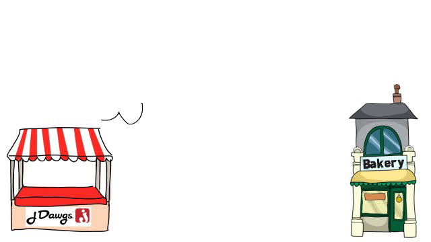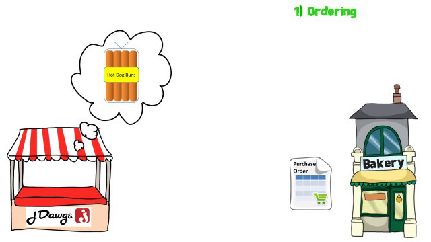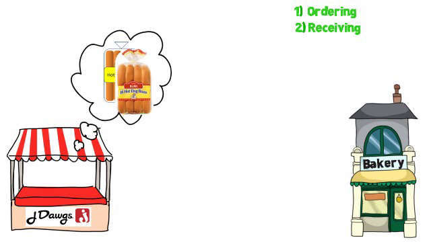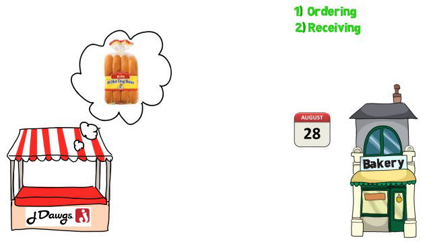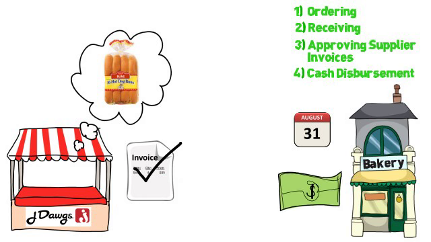Let's watch the expenditure cycle in action as J-Dogs orders additional buns from the bakery. First, J-Dogs places an order with the bakery. After that, the order is processed, the buns are received, and at the end of the month, the bakery sends an invoice. Now, before that invoice is paid, it must be approved. Once that goes through, J-Dogs disburses the payment for the buns.